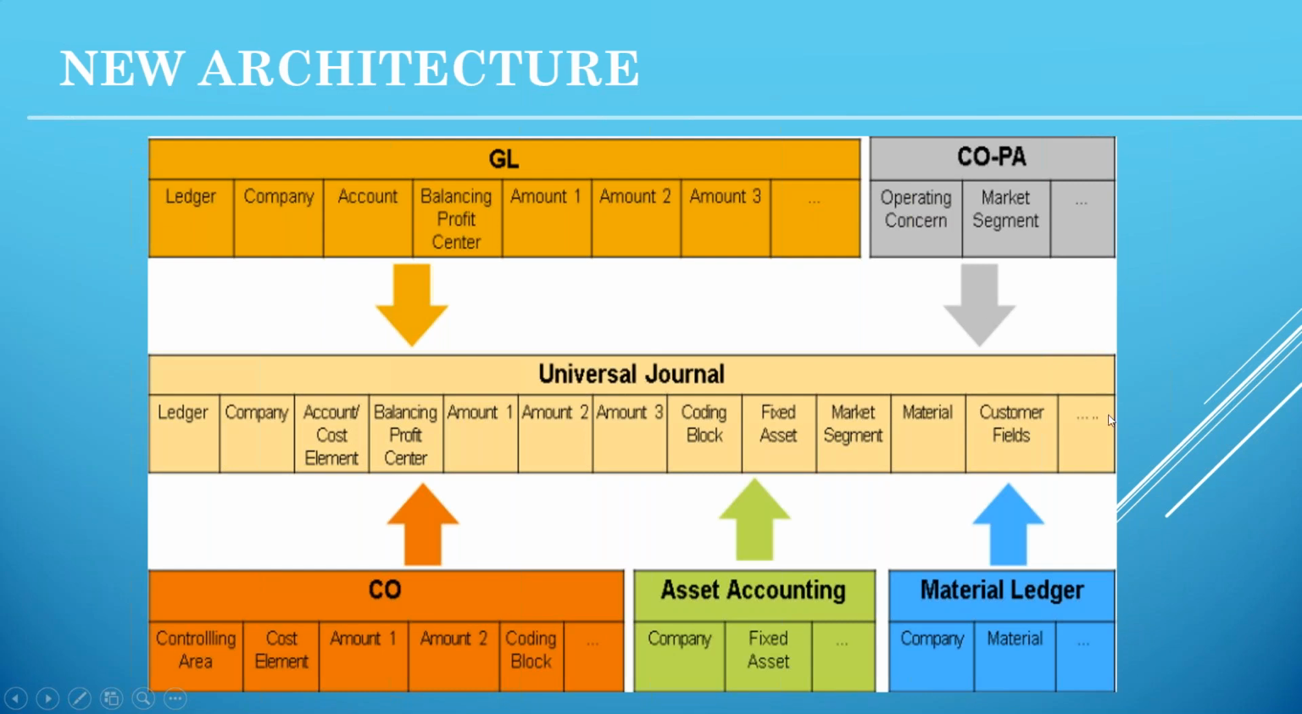Now, because all the details are in one single table called the universal journal, it becomes very easy to retrieve the data and do calculations. So that gives a tremendous performance advantage in using S/4HANA. So that's the universal journal. I'll show you in the system how this table looks as well.